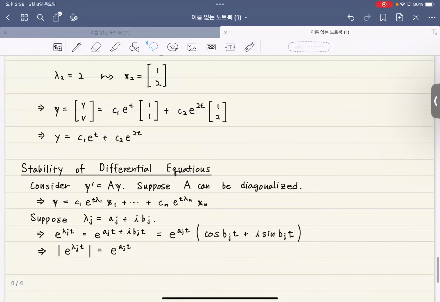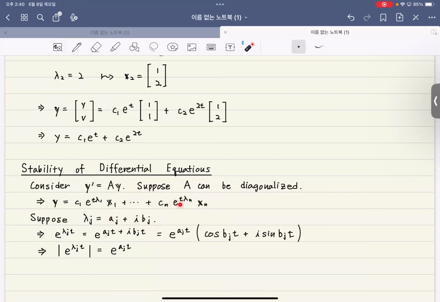Again, we will be discussing the stability of the differential equations, just as we did with difference equations. I have this differential equation, y prime is A times y, and let me suppose that A allows a diagonalization. So then the solution y is c times e to the eigenvalue times eigenvector. Suppose that the j-th eigenvalue, lambda j, is aj plus i times bj. Here, the eigenvalue can be a complex number. So this is the real part, and this is the imaginary part.